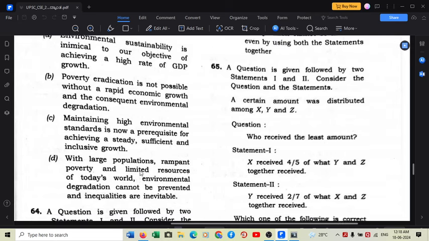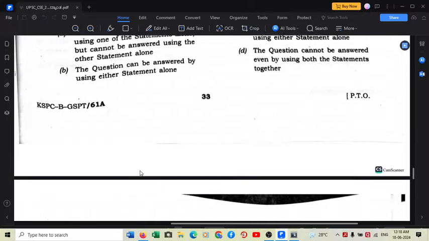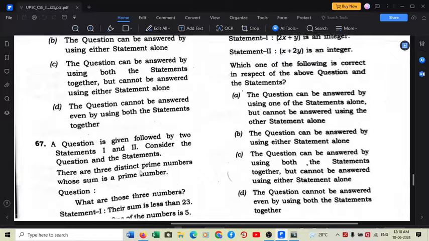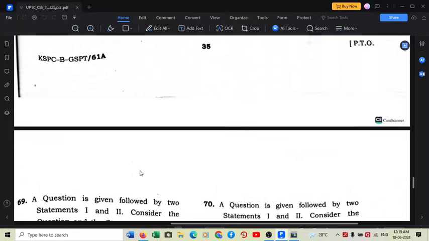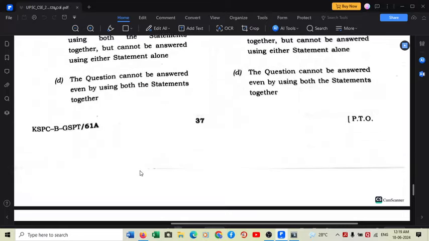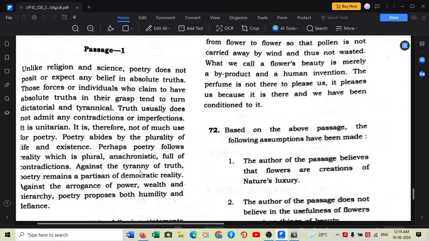So, another passage. A few questions after question 63 are focusing on mental ability and logical reasoning. So we shall move to nearly the fag end of the paper. We are about to complete the paper. We are now at question number 71. Unlike religion and science, poetry does not posit or expect any belief in absolute truths.